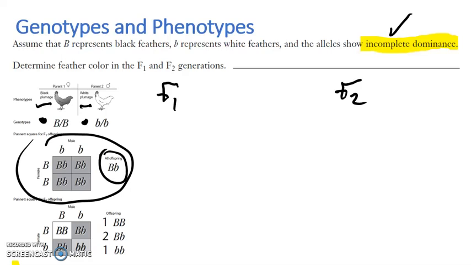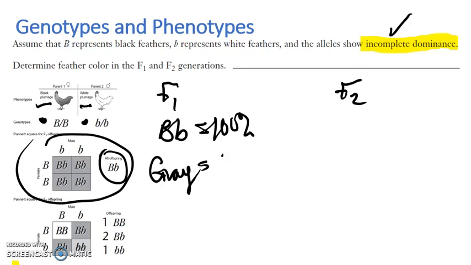In this case, all offspring in F1 are big B, little b at 100%, so they're not going to be black or white, but another phenotype. The phenotype is going to be gray. The gray phenotype, 100%, because that is the hybrid, because incomplete dominance shows intermediates.